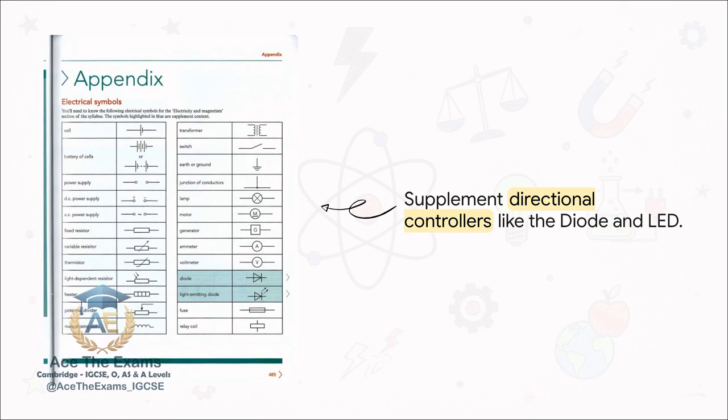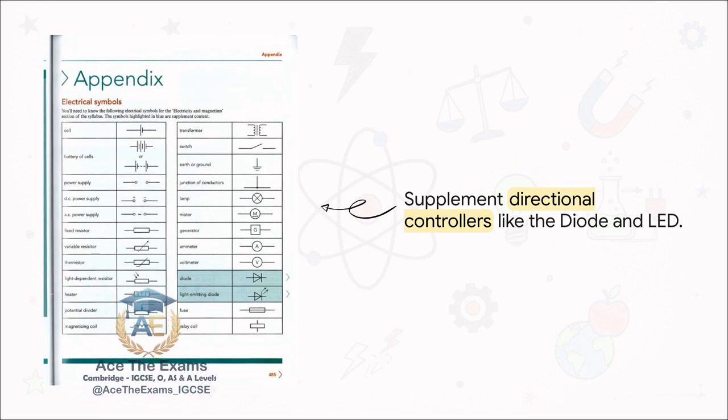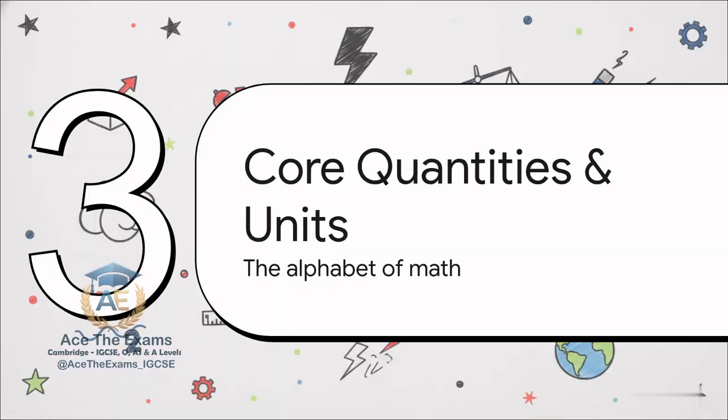Now look at the light-emitting diode right below it. Sam lost marks here by drawing a regular diode. The supplement symbol for an LED is the exact same standard diode, but you must include the tiny arrows pointing outward to represent emitted light. If you omit those arrows, you are drawing the wrong component and you lose the mark. Accuracy is everything.